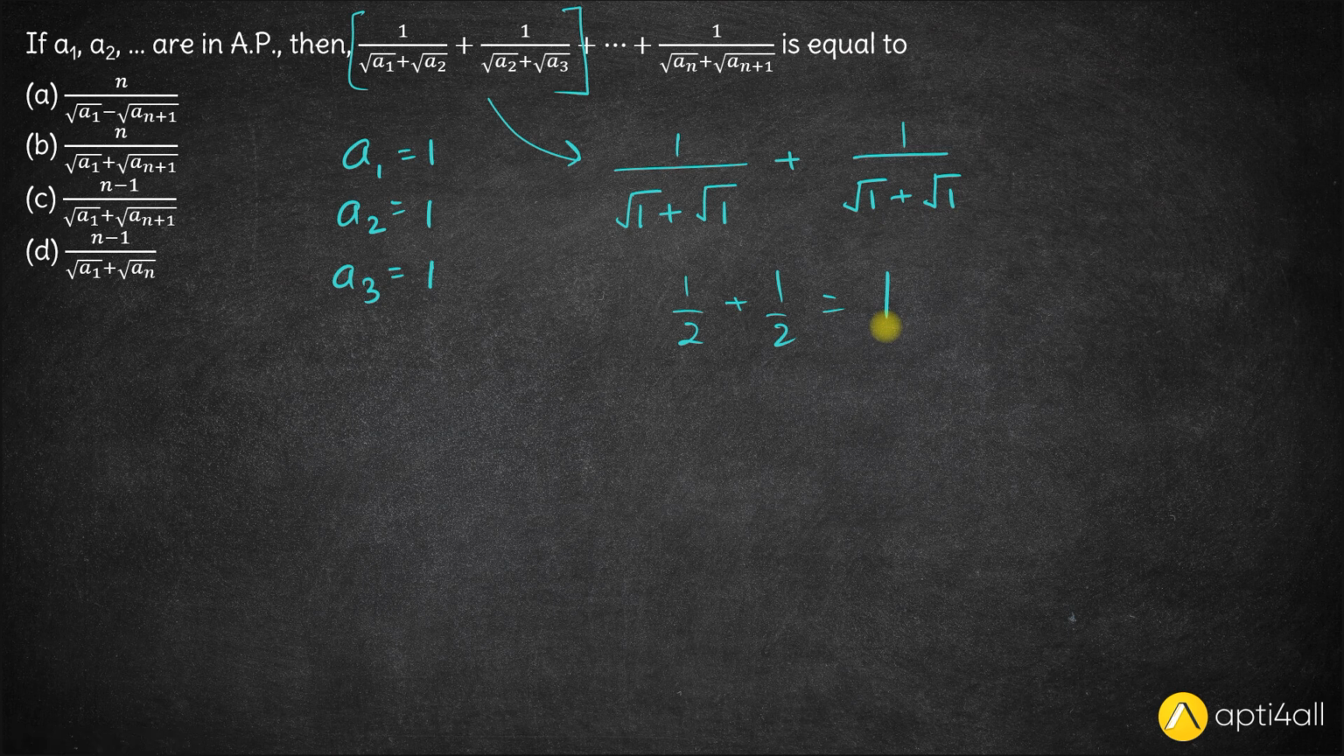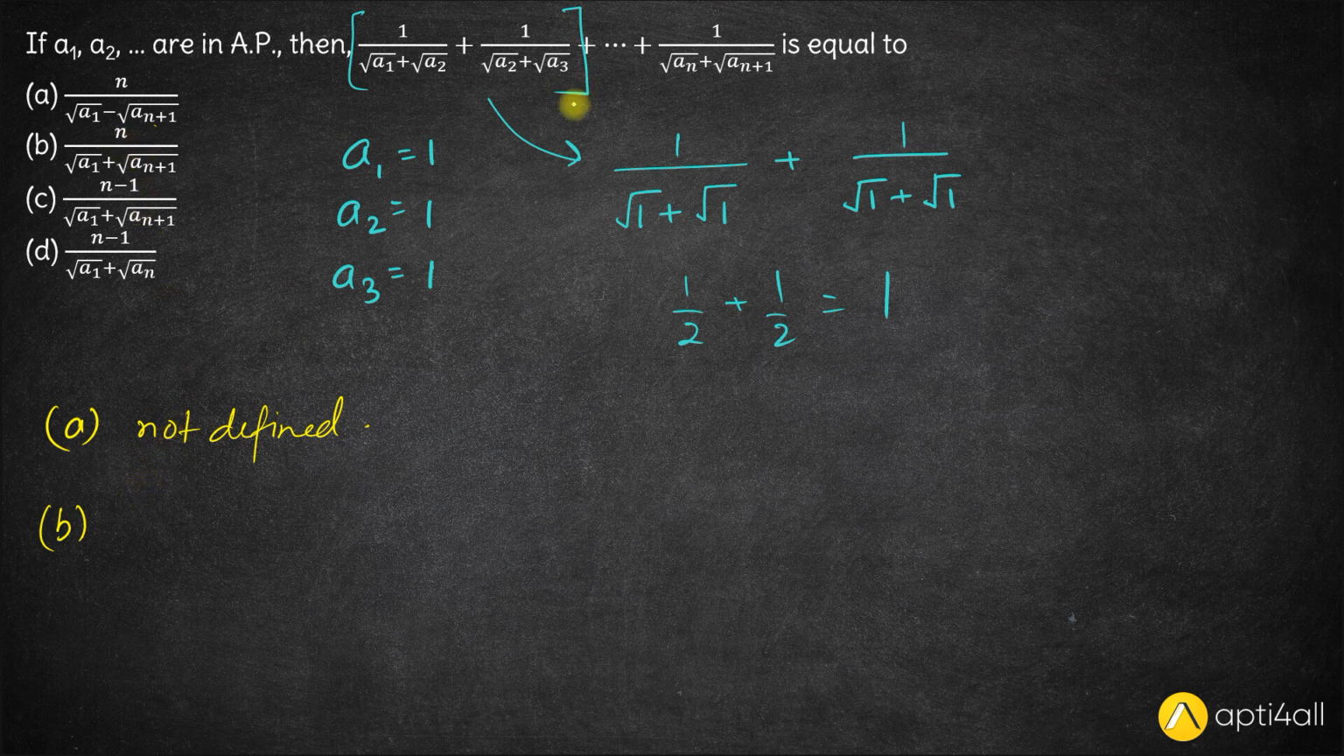Now let's check which of these options matches 1. Let's check option A. In option A, if you look at the denominator, root of A1 is 1 and root of A3 is 1, and 1 minus 1 will become 0. So the denominator here will become 0. If denominator becomes 0, this option becomes not defined. It is not defined. There is no point coming back also. This is not defined. What if B?